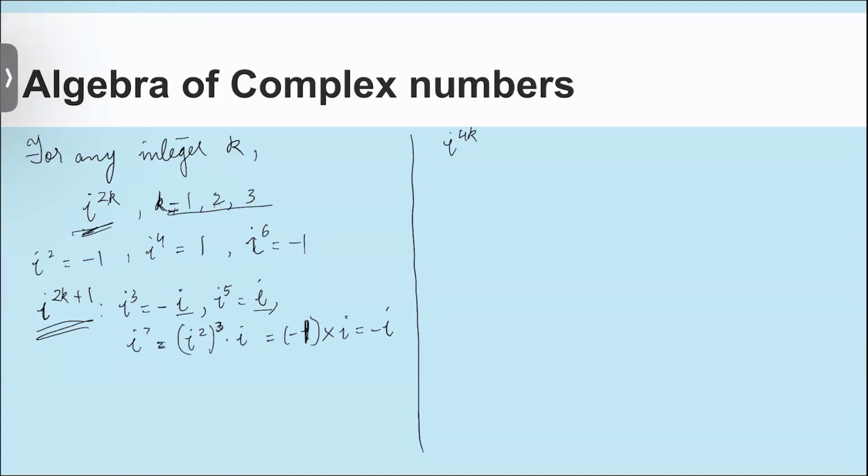So if we take it as 4, whichever power is a multiple of 4, it will always give the unit, 1, as the answer. So let's validate and see how it happens if you take k equal to 1, 2, or 3. Okay, so i to the 4, we know already, is 1. i to the 4 into 2, 8. Okay, so again, you simplify this. i to the 8 is i to the 4 times i to the 4, since we already know this relation. So this is again 1.